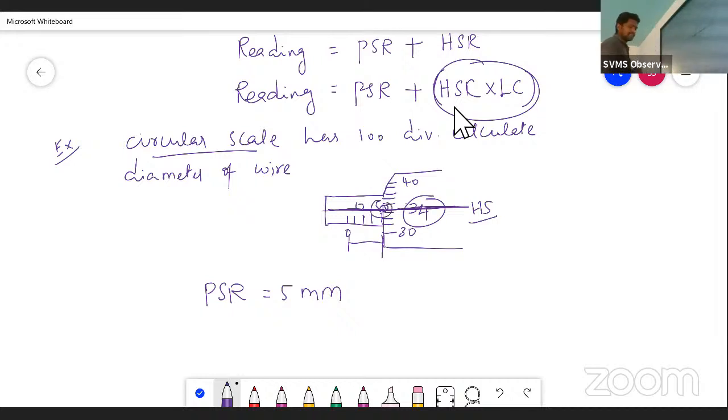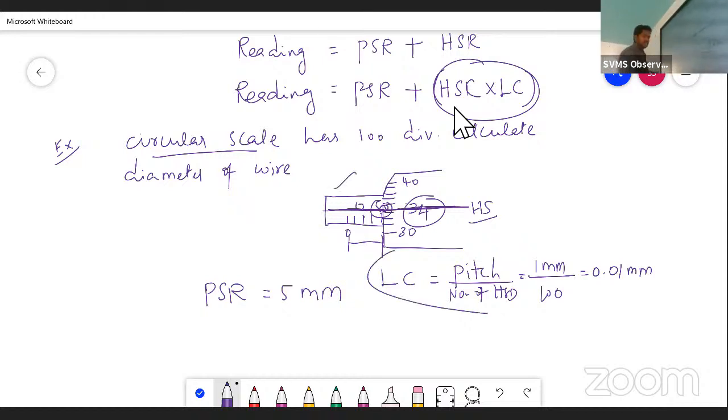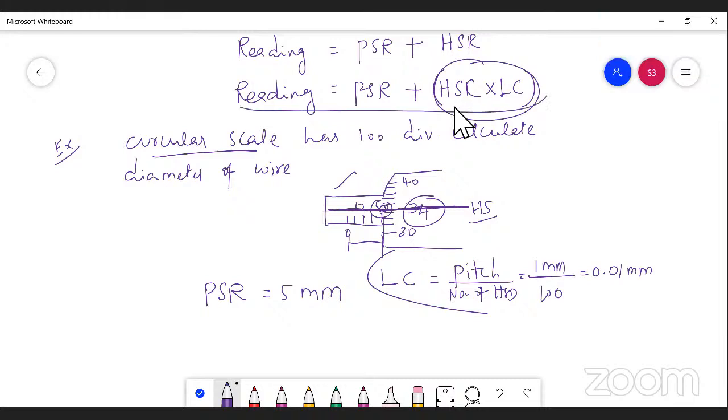So what is the reading formula? First of all, I want to measure the least count. Least count is equal to pitch divided by number of head scale divisions. Pitch value is equal to 1 millimeter divided by 100, which is equal to 0.01 millimeter. This is the least count of the given scale. And the reading formula is equal to pitch scale reading plus head scale coincidence times least count.